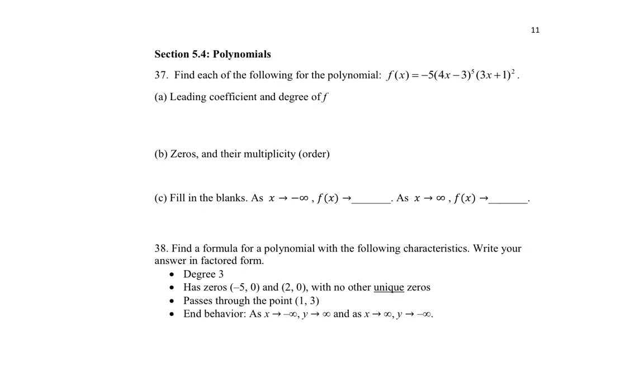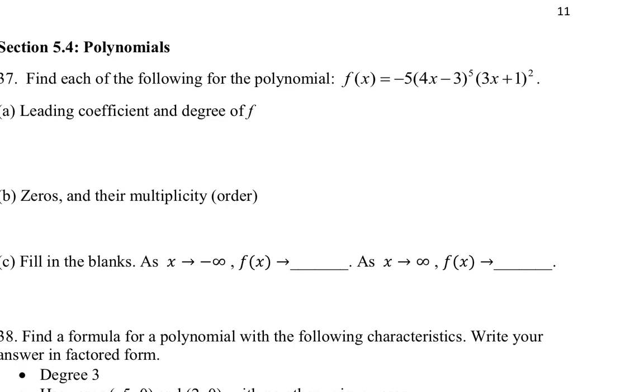Okay, on to question 37. First, we have this big function. We want to find the leading polynomial and the degree of the function. So I guess if we think about it, if we expanded this out, we'd have a -5 in front. We'd have a 4x minus 3, 4x minus 3, and so on, times 3x plus 1, 3x plus 1.